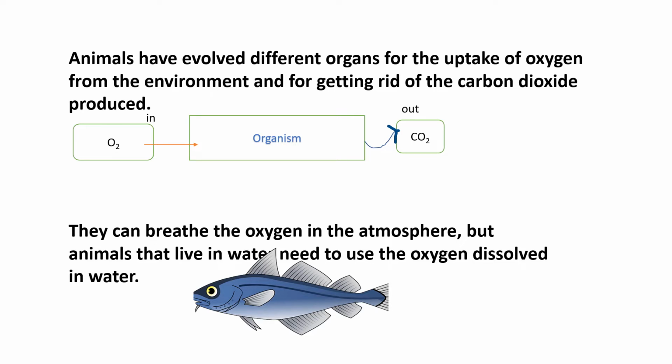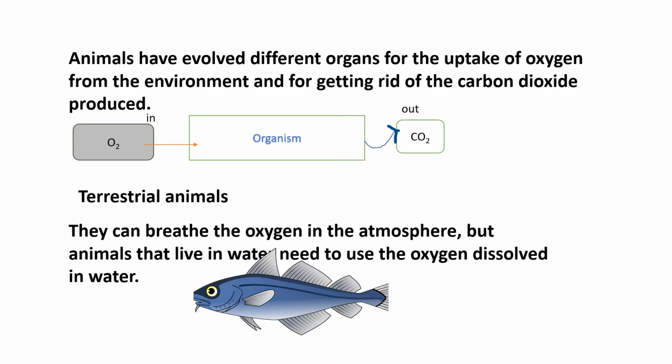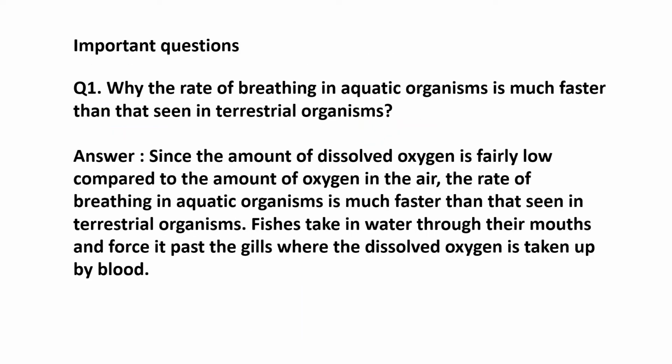Animals have evolved different organs for uptake of oxygen from the environment and releasing carbon dioxide. In terrestrial animals, there are special organs called lungs. But aquatic animals don't have such special organs. They have to use oxygen found in dissolved form in water. Let's discuss a few important questions from this part of the lesson.